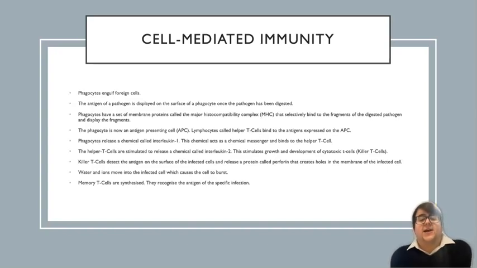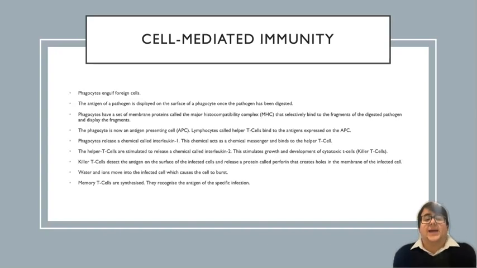The phagocyte is now known as an antigen-presenting cell, or an APC, and the lymphocytes called helper T cells will bind to those antigens expressed on the APC. The phagocytes will then release a chemical called interleukin-1. This chemical will act as a chemical messenger and bind to the helper T cells. The helper T cells will then be stimulated to release a chemical called interleukin-2, which stimulates the growth and development of cytotoxic T cells, which are the killer T cells that we talked about last video.